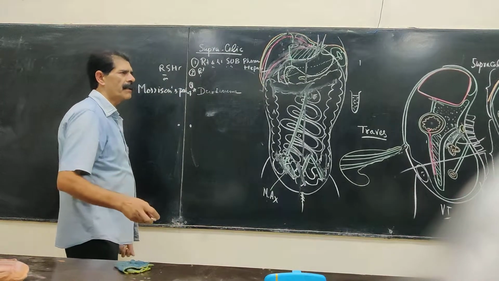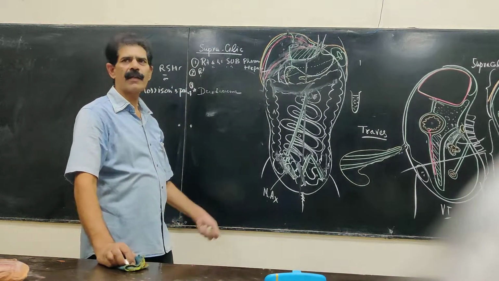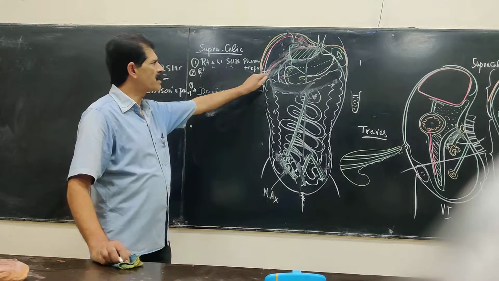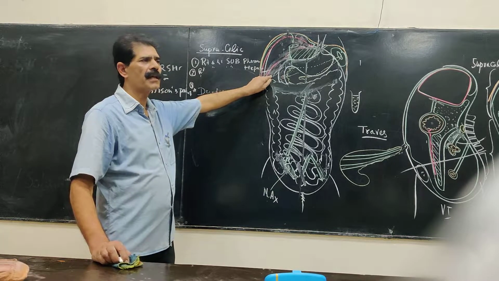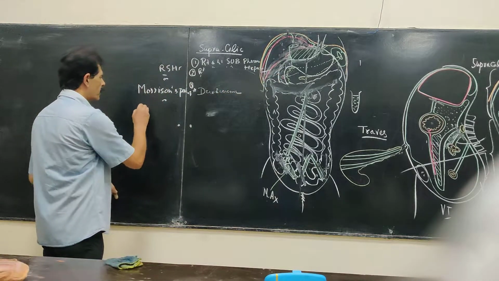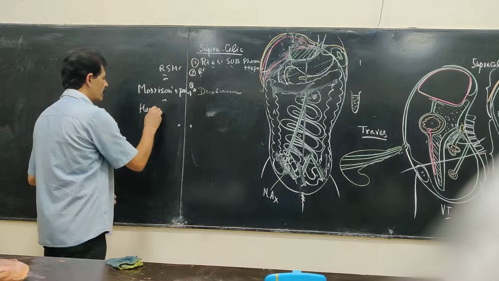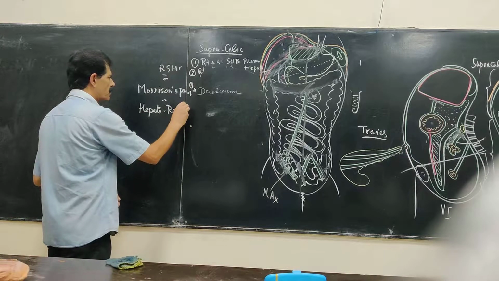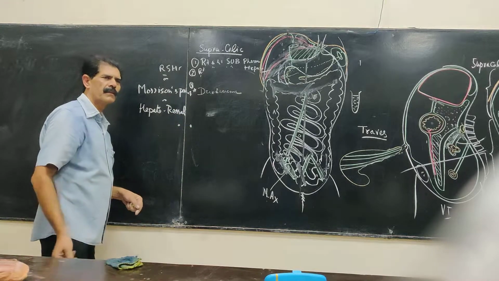We will go into detail. First we enumerate all of them, then we take one by one the clinically important spaces. So this is Morison's pouch, and the third name is hepatorenal pouch. In the exam, the question may be asked with either name.